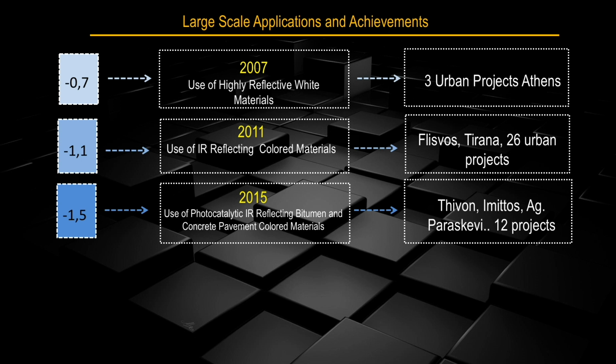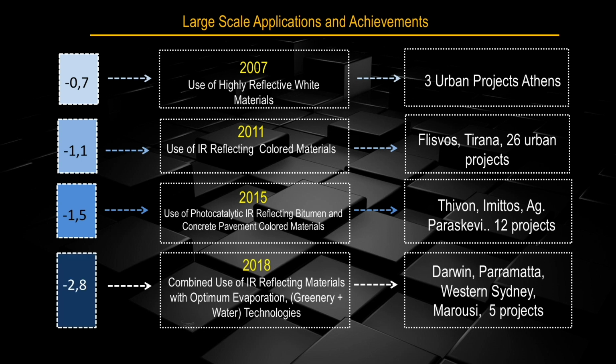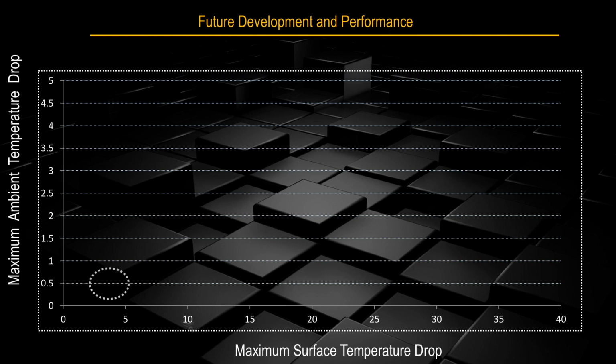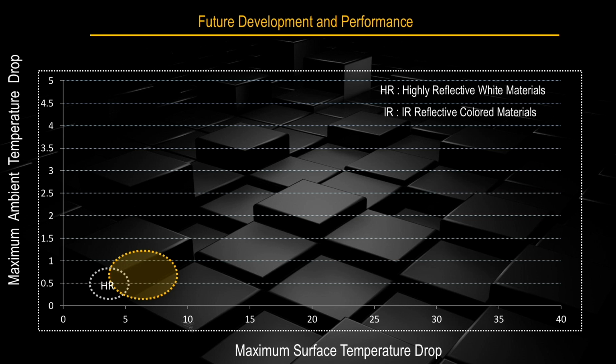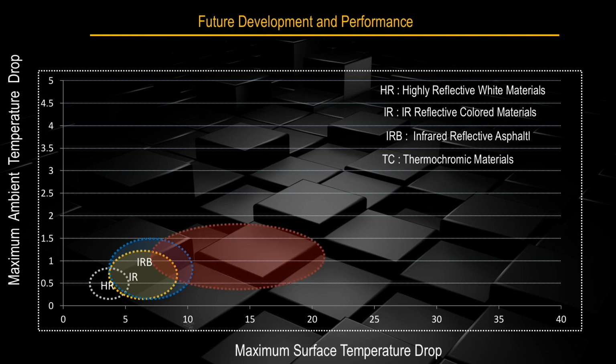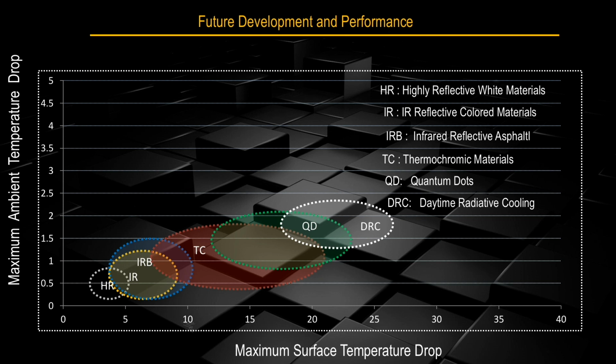And we know, for example, that once we had at the beginning highly reflective materials, temperature was decreased by 0.5 degrees. Then we developed infrared reflective colored materials, the one I showed you, and we continuously decrease further the peak temperature of the cities. So by using the different technologies, we are somewhere there. We are able to decrease the temperature of the cities up to 2.5 degrees. This is our highest capacity.